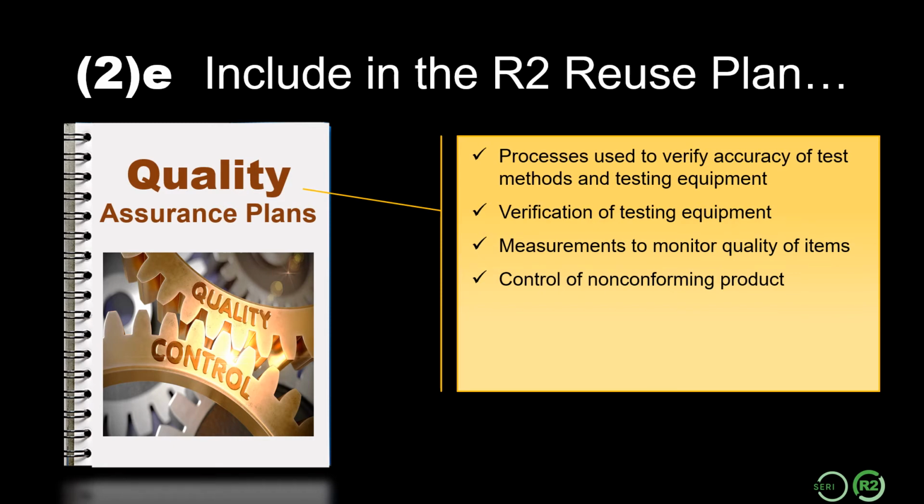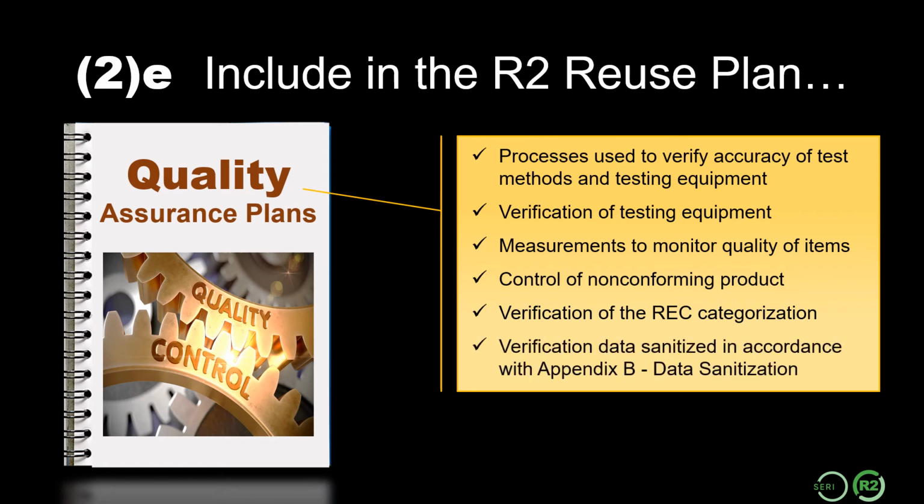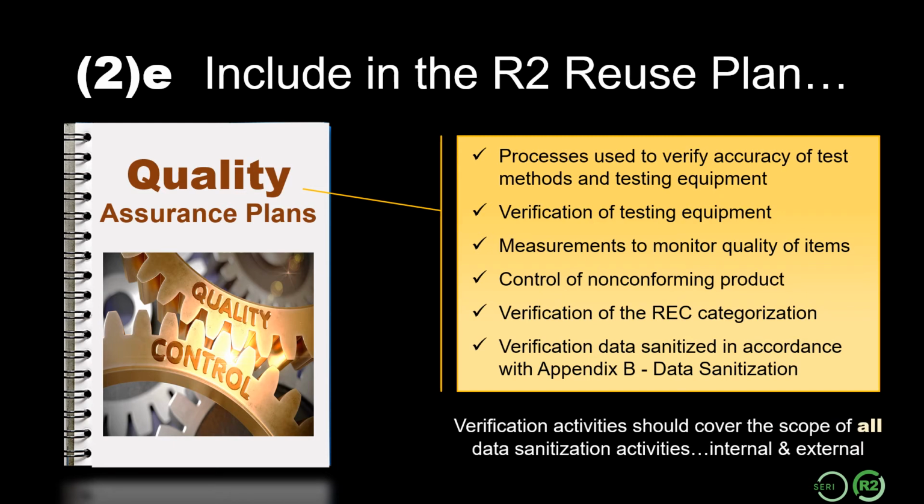The quality assurance plan also requires verification of the REC categorization. This means the R2 facility must implement verification tools to periodically check the assignment of the REC categories. For example, sampling tested items in inventory to ensure that the test results match the assigned category. And finally, the quality assurance plan needs to define verification activities to ensure data has been sanitized in accordance with Appendix B. Planned quality checks and sampling a percentage of devices verify that data devices were sanitized. Verification activities should cover the scope of all data sanitization activities, both internally and externally.